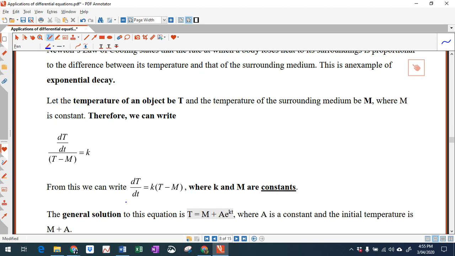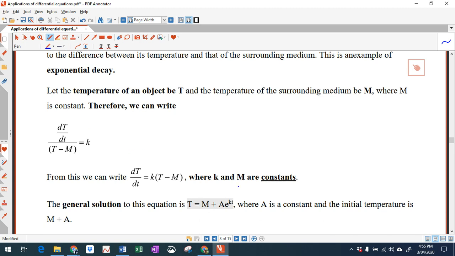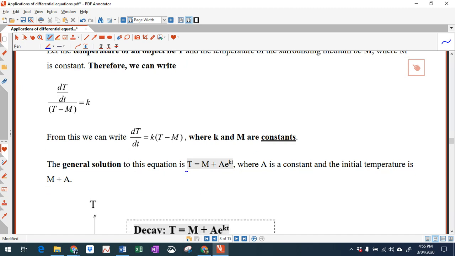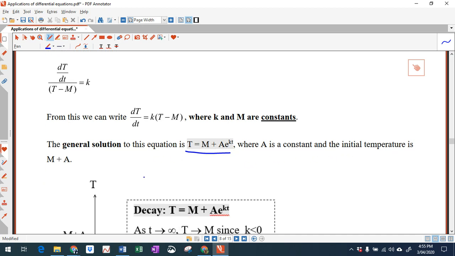In other words, we can write this down as a differential equation, dT/dt = k(T - M), where k and M are constants. Now the general solution to this equation is this one. It looks very similar to what we had before, we just have an extra constant. The initial temperature is M + A, because when you put t = 0, you get M + A.